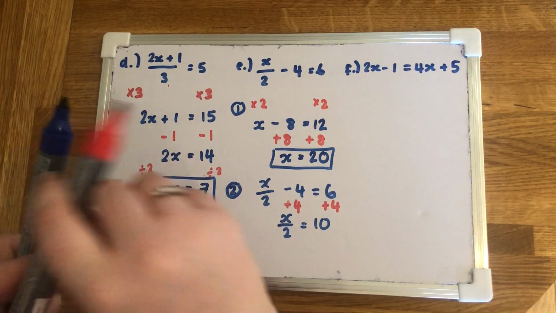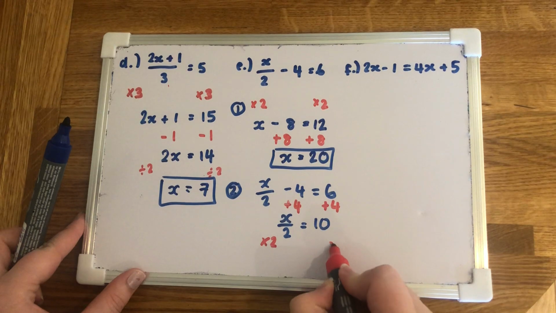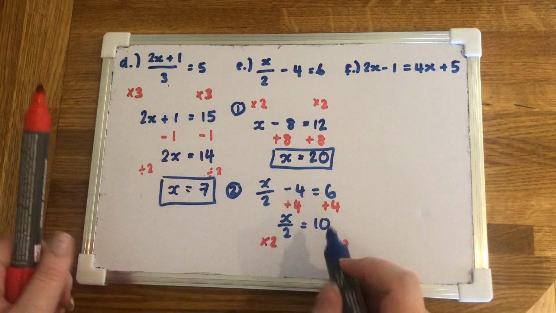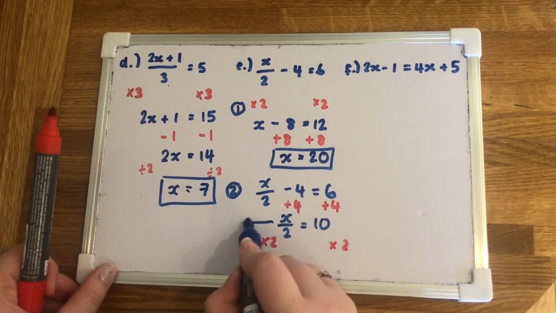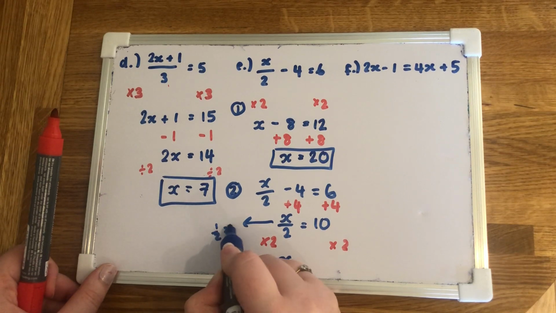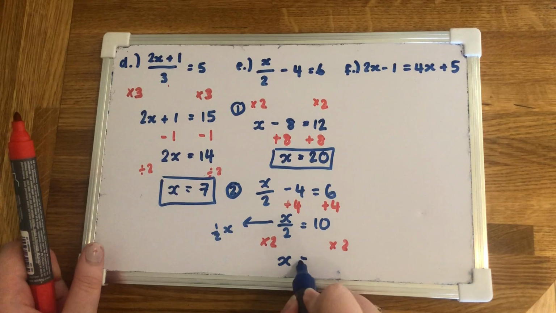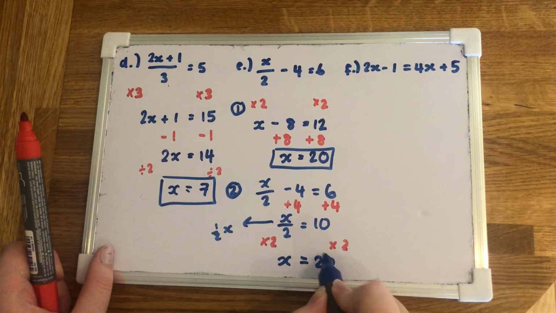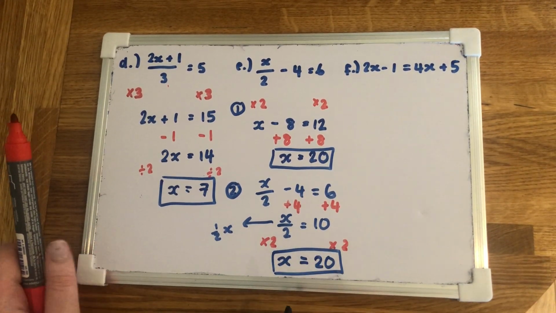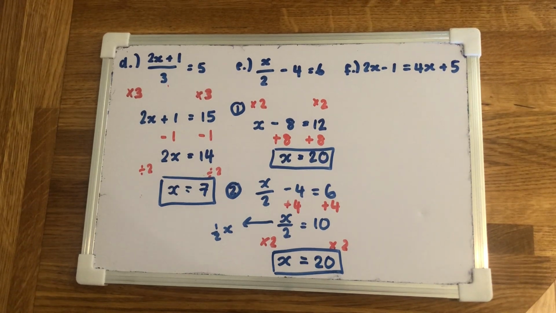Then I can then multiply both sides by 2 to just get x on its own. Okay, just so you know, that's just a half of x. Okay, so if you double half, you'd get a whole. And then 10 times 2, which is 20. So either way, you would still get the same answer. It's just what you would prefer.